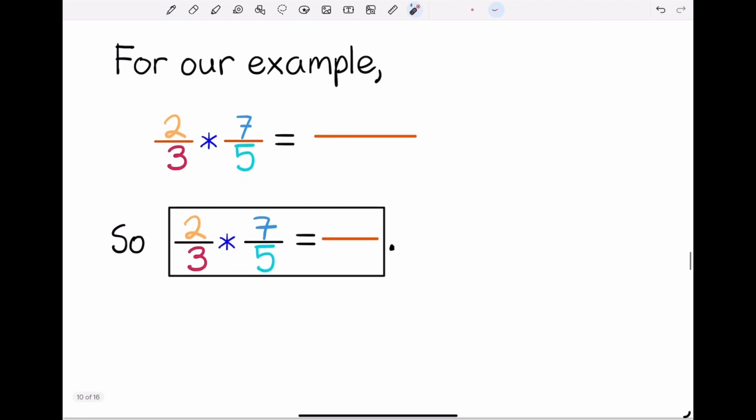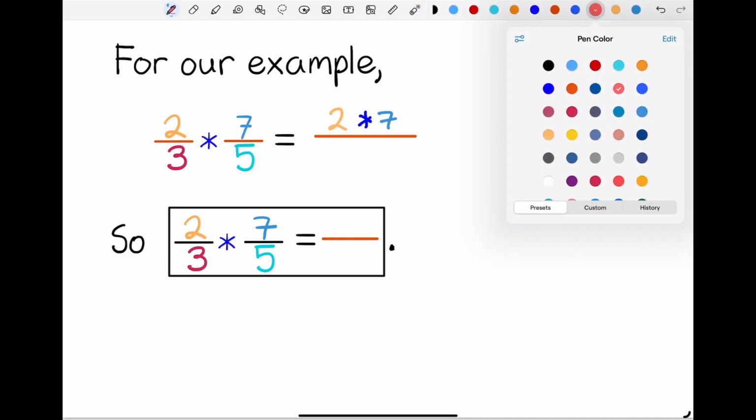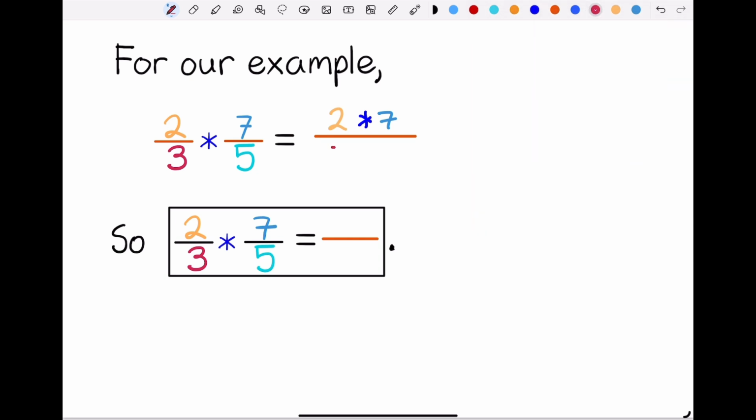For our example, we have 2/3 times 7/5. To get the numerator of our product, we multiply the 2 and the 7 together because those are the numerators of our fractions. So here we have 2 times 7 for the numerator. For the denominator of our product, we multiply the 3 and the 5 together because those are the denominators of our fractions. So the denominator is 3 times 5.